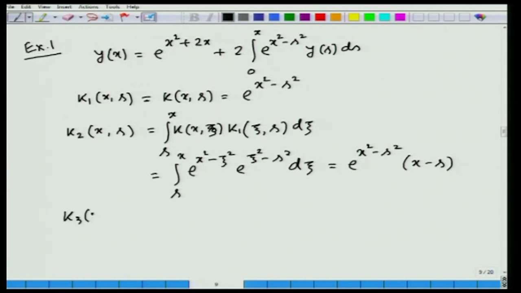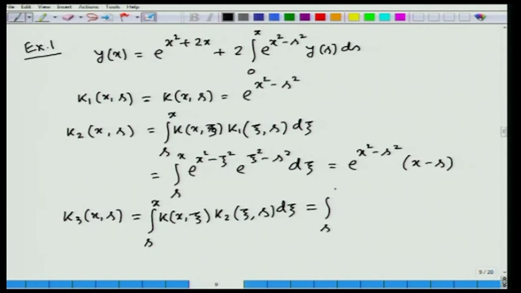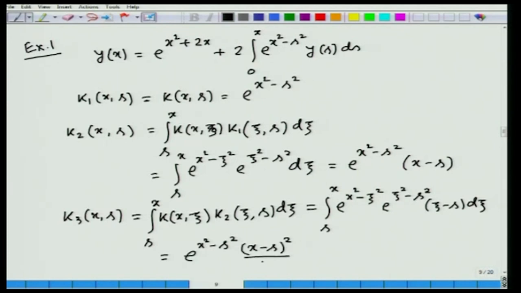Then K3(x, s) is equal to the integral from s to x of K(x, ξ) K2(ξ, s) dξ. This is the expression for K(x, ξ), and K2(ξ, s) we have to write from here. This is the expression for K2(x, s). So K2(ξ, s) will be e to the power ξ² minus s² times (ξ minus s) dξ, and this will be equal to e to the power x² minus a² times (x minus s) whole square by 2.